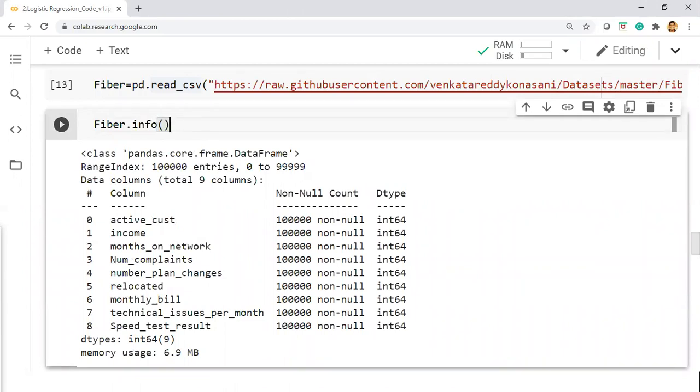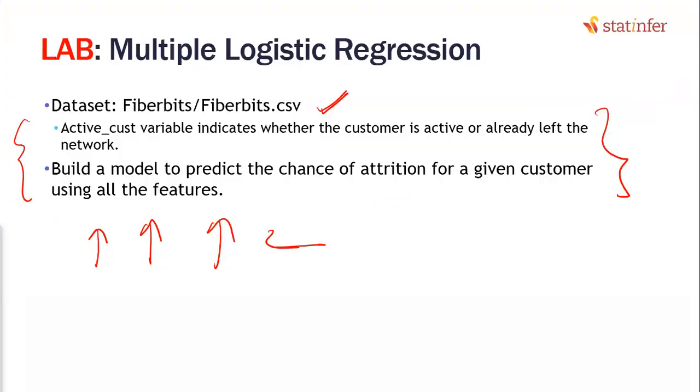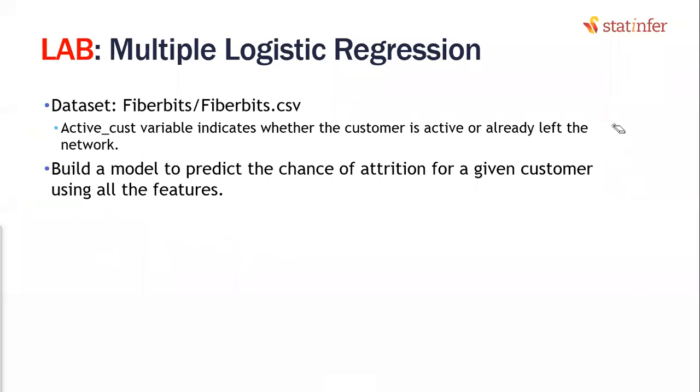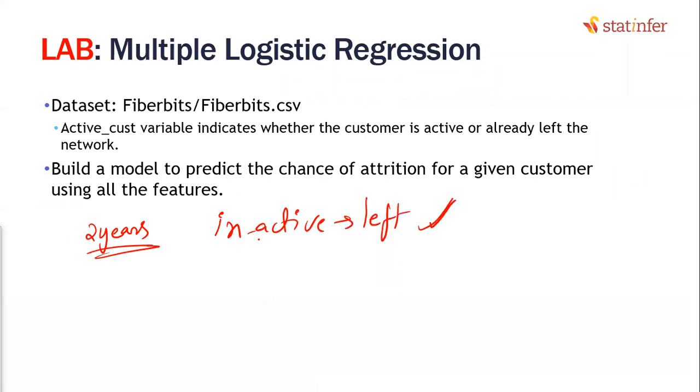Are you ready? Done? All right. Now, listen to me carefully. This data set has been shared by one internet service provider company. They have 2 years of data. In the last 2 years, some of the customers are inactive. Inactive means they have left their network. That means they attrited. They discontinued the services. Some of the customers are active, which means they are still using our services. That is what happened in 2 years.